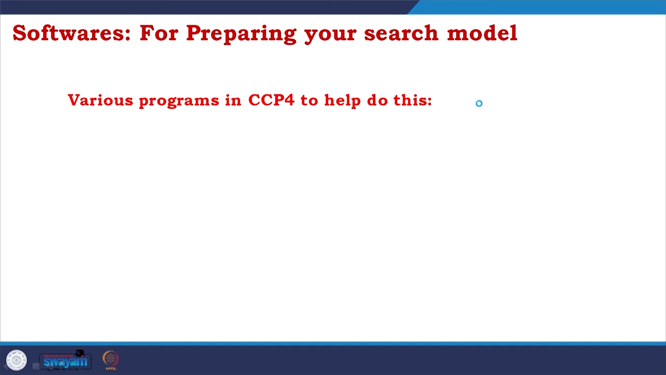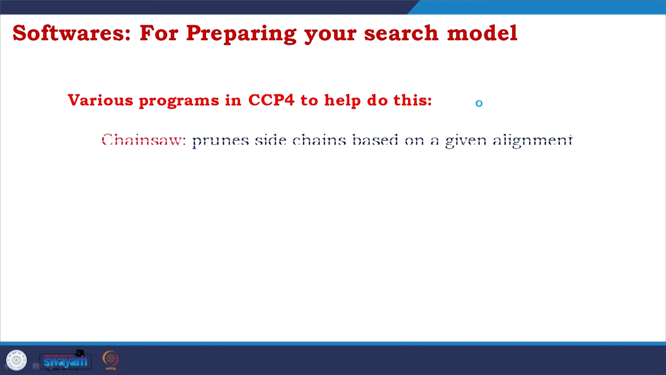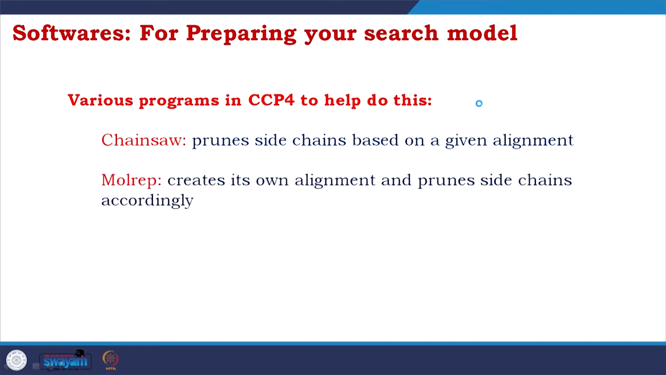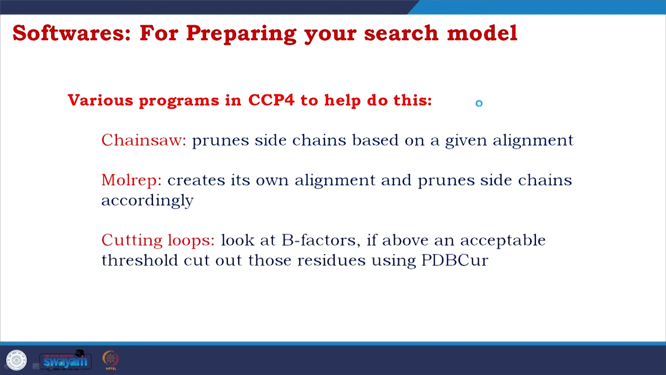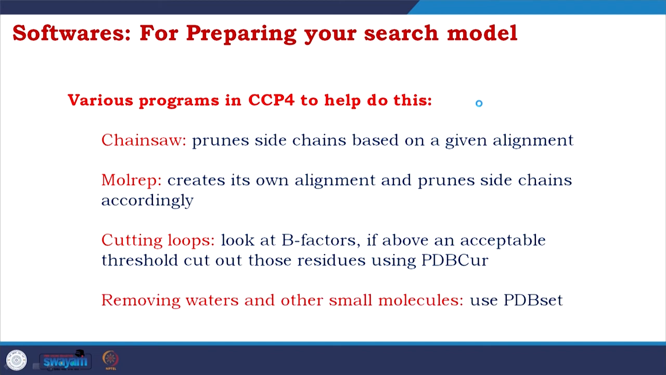So, as I was talking about, we need software for preparing the search model. There are various programs in CCP4 to help do this. A few I am naming; if you go and play with the software, you will know more. Chainsaw prunes side chains based on a given alignment. MolRep creates its own alignment and prunes side chains accordingly. Cutting loops looks at B factors. I will explain B factor in detail in the next class. If above an acceptable threshold, cut out those residues using PDB-CAR. For removing water and other small molecules, use PDB set.